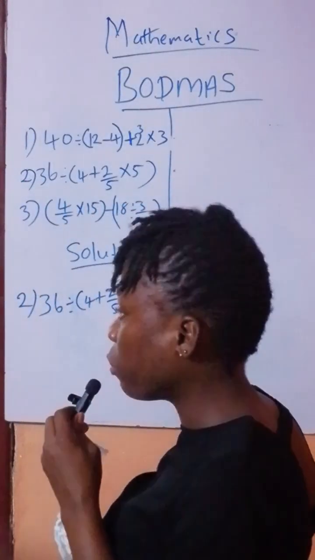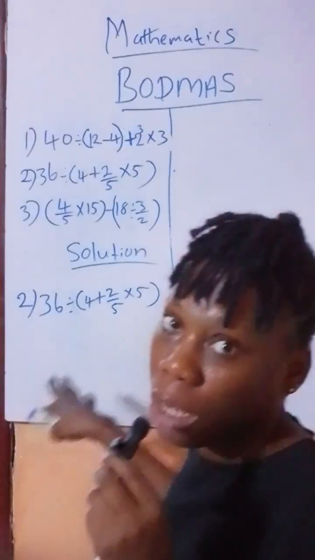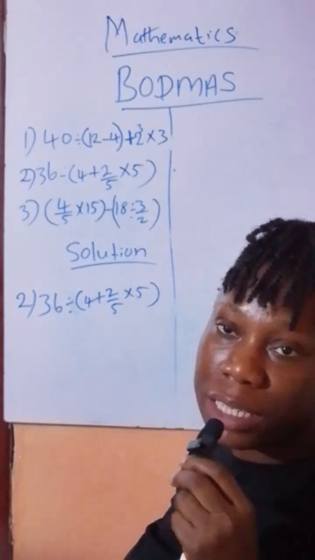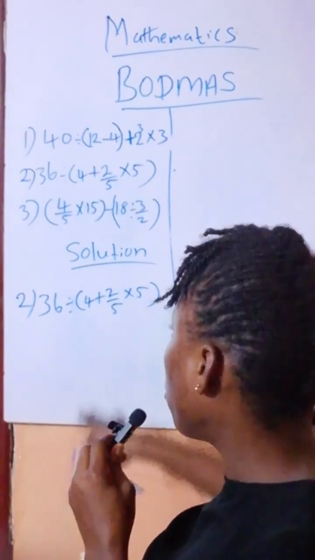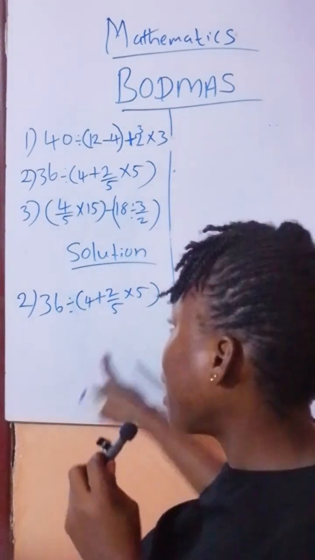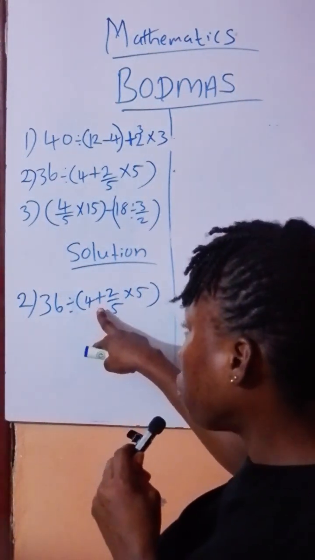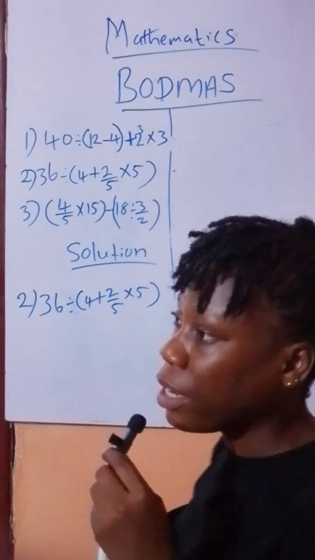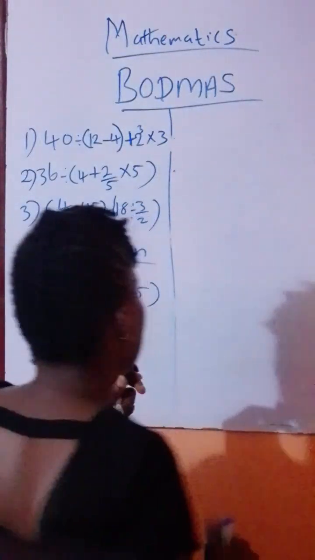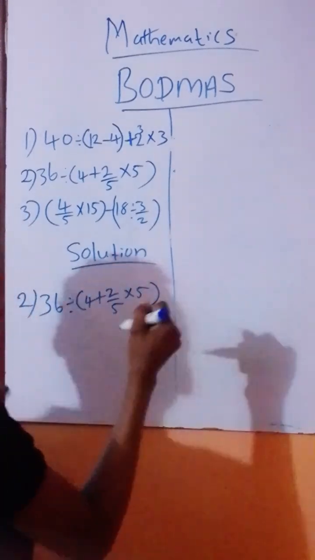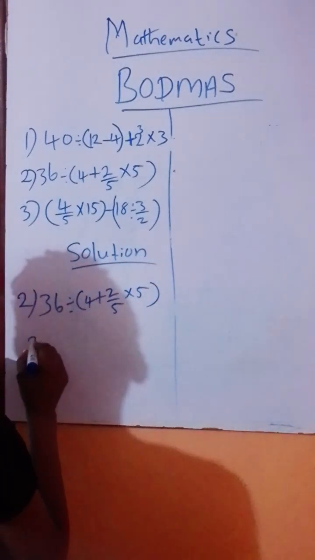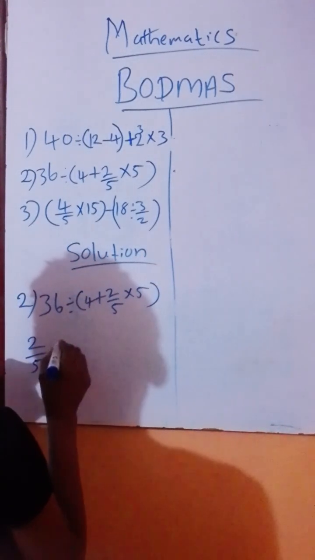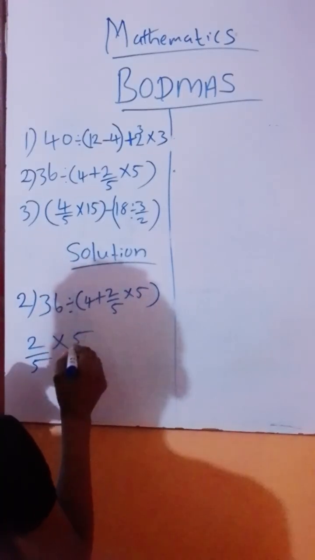This is our example 2. We have 36 divide bracket 4 plus 2 over 5 times 5 bracket. This is our question 2. The next thing we are going to do is to solve the bracket first. And inside this bracket we have 4 plus 2 over 5 times 5. We are going to solve the multiplication first. Then we bring down our 2 over 5 times 5 over 1.